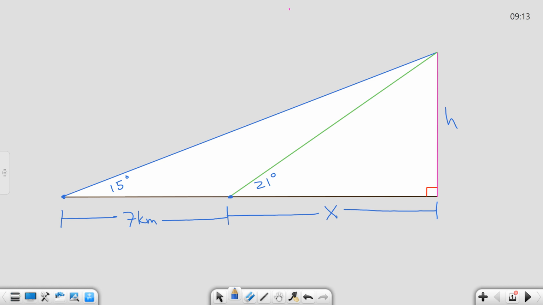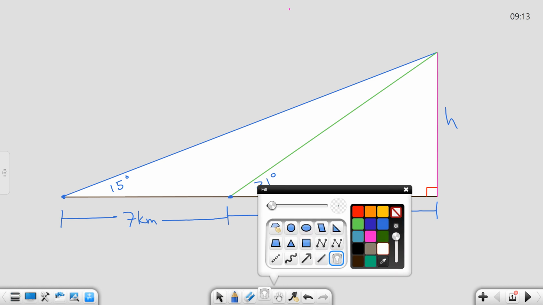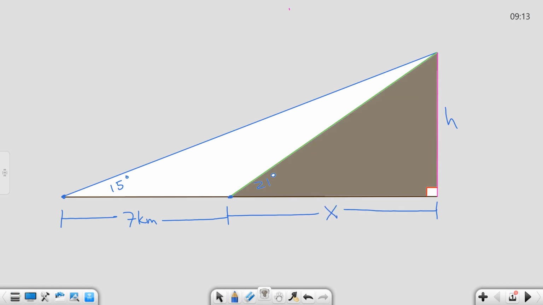Let's change the color actually. There we go. Let's talk about the gray triangle first. What equation can you write involving that gray triangle?